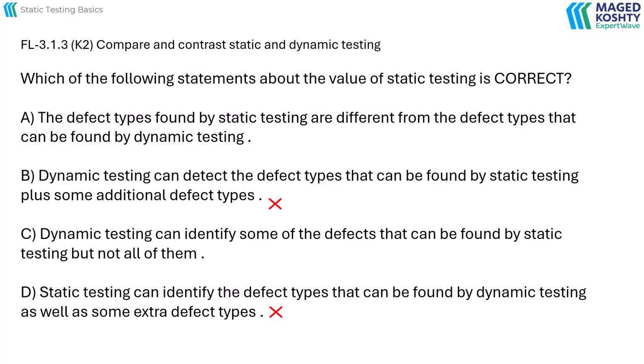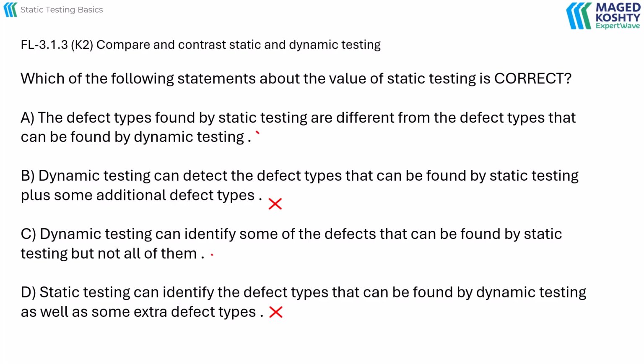I needed to go back to the syllabus for this. The syllabus says, static and dynamic testing with analysis of failures can both lead to the detection of defects. However, there are some defect types that can only be found by either static or dynamic testing. This statement also means that there are defects that can both be found by static and dynamic testing. So the defects from both static and dynamic testing intersect.